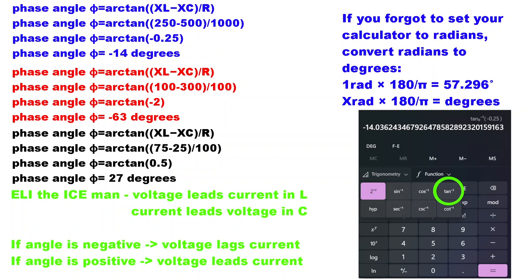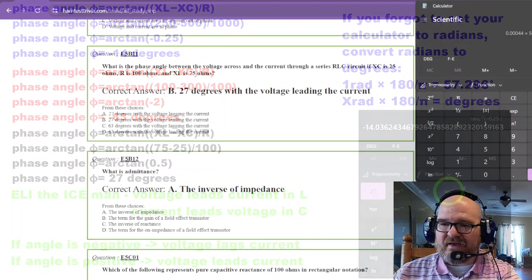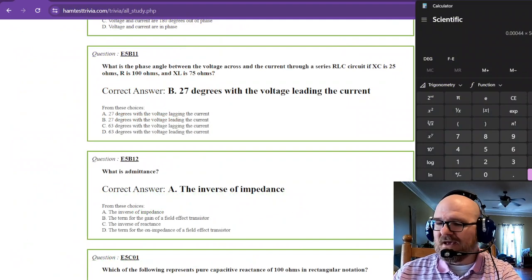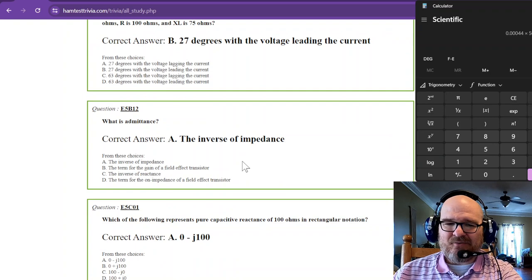Well, where else does voltage lead current? That's in the inductor. So the inductor was the bigger of the two over here. So voltage leads current. So you can see how all this stuff ties together. Eli the Iceman, the negative angles. It's neat how all that works.